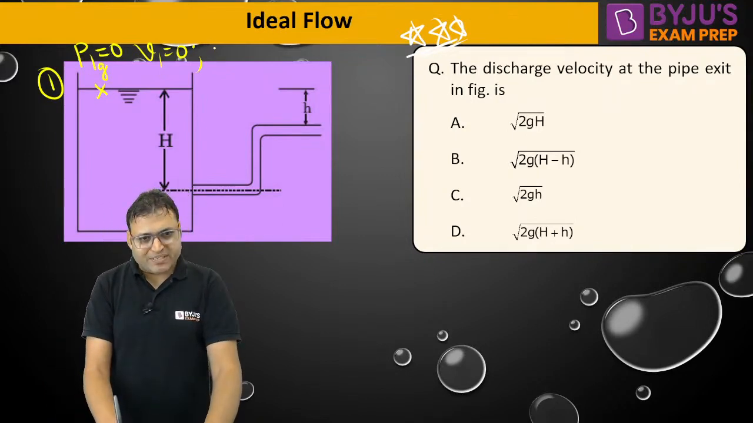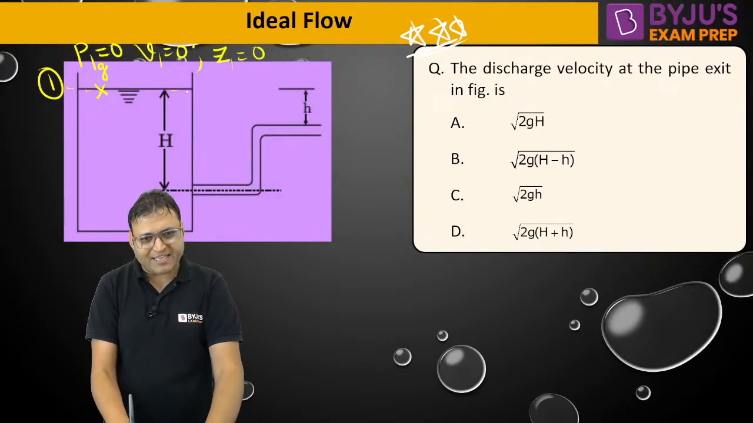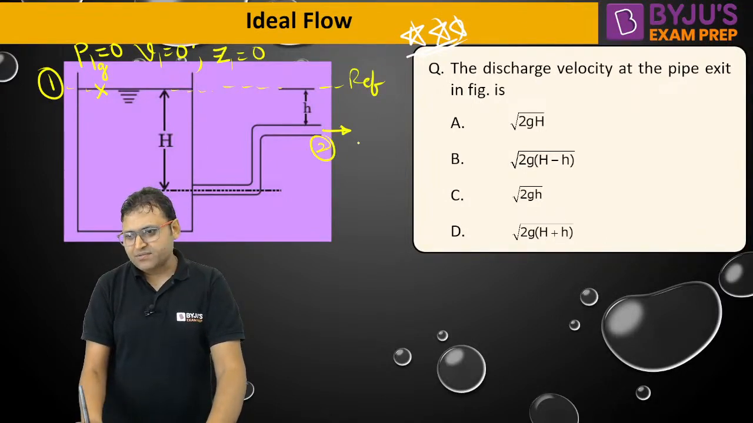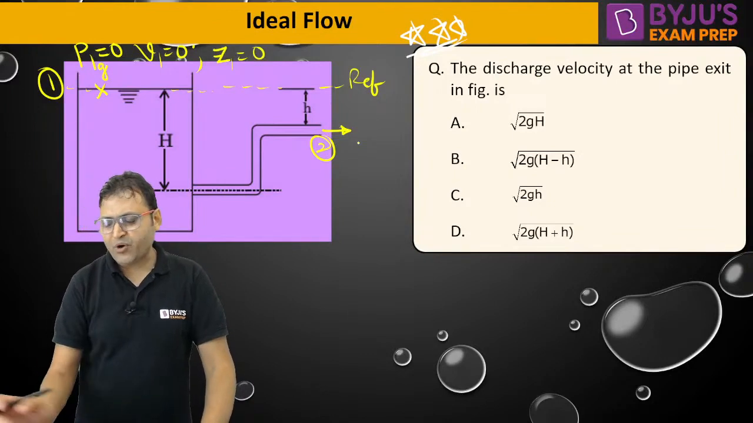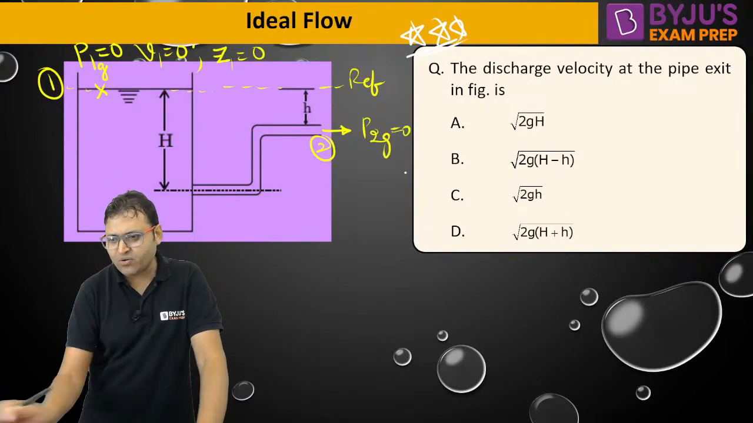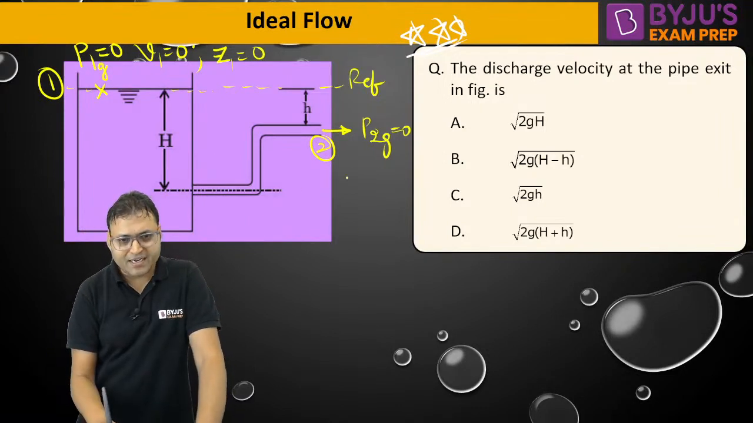V1 will be equal to 0 and Z1 will also be equal to 0 if we take this as our reference line, isn't it? So if we take point 2 here, then we can say P2 gauge will also be 0, isn't it? Z2 is equal to minus H and V2 is unknown.